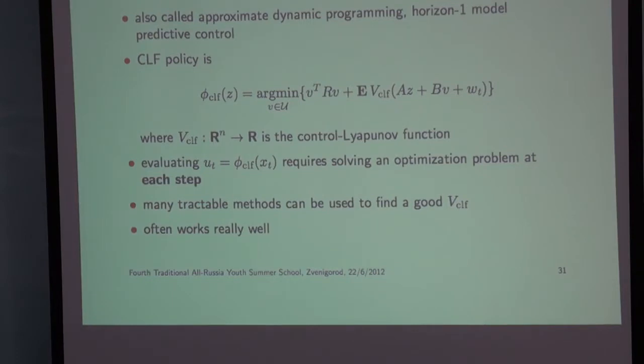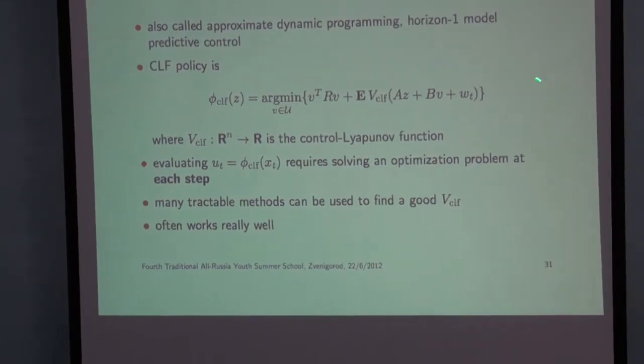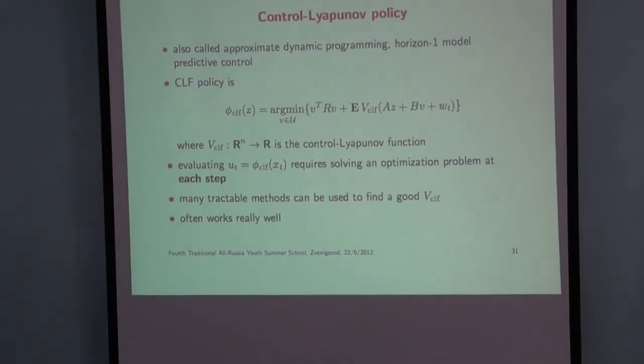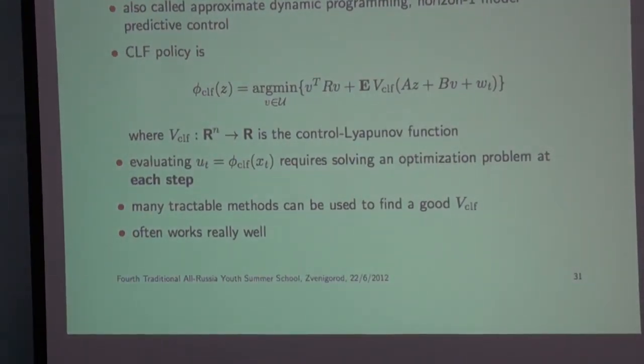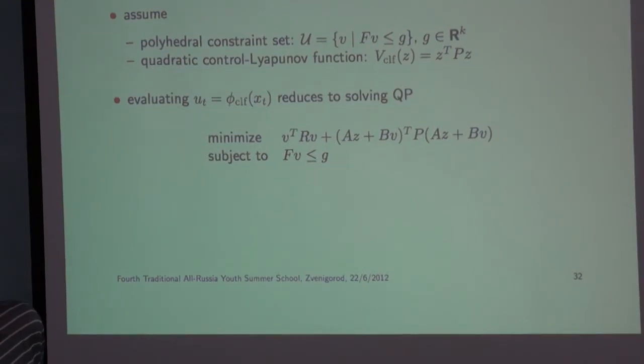This is an ADP. It's also called, by the way, control Lyapunov policy. That's the other name for ADP. So here it is, ADP, like that. Now the difference is this requires you to solve a QP in every step. Okay? So that's what this requires. And there's lots of ways to find a good one. In fact, yesterday I showed you one. And let's look at what happens in the quadratic case. In the quadratic case, the control law, you end up solving a QP.